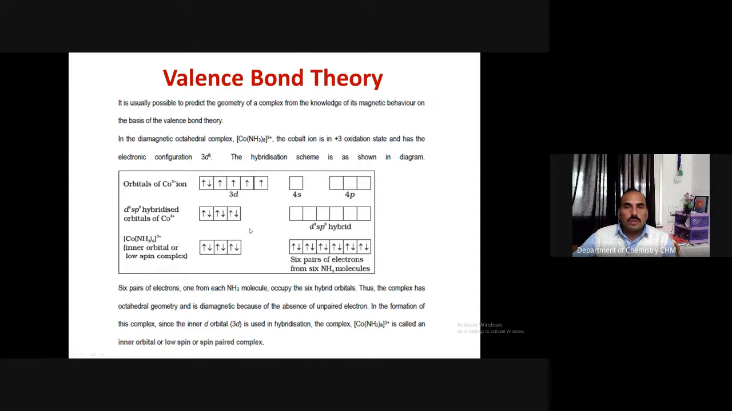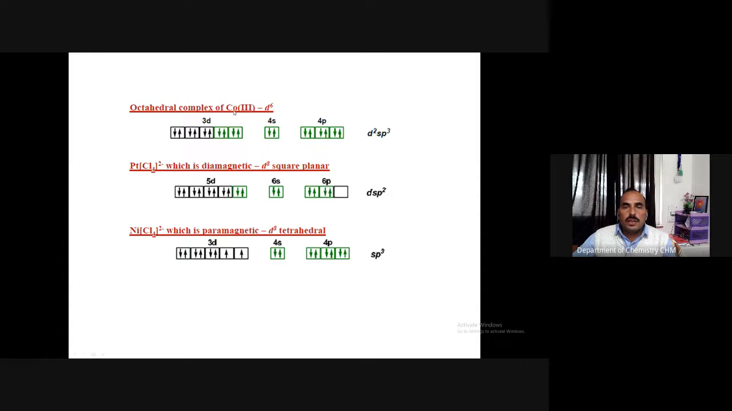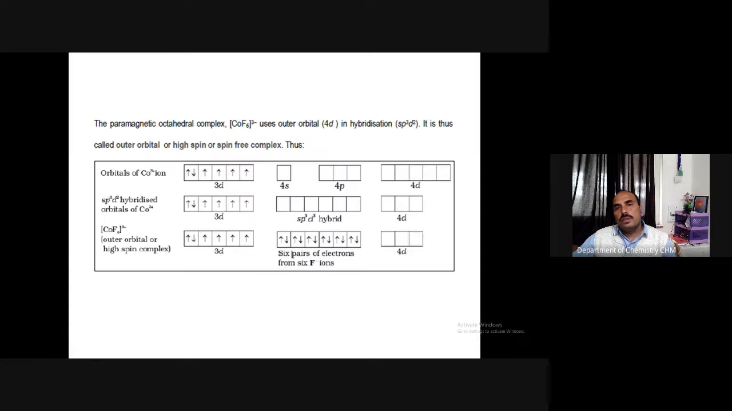Or low spin complex, right? And that is what the names are given. All right, very easy. The only thing is you need to know the magnetic property. The octahedral complex of cobalt 3, if it is diamagnetic, you have to pair up, and it will have d2sp3 hybridization. If it is paramagnetic and octahedral, then you can say it is sp3d2 hybridization. That is what we have seen in this case.